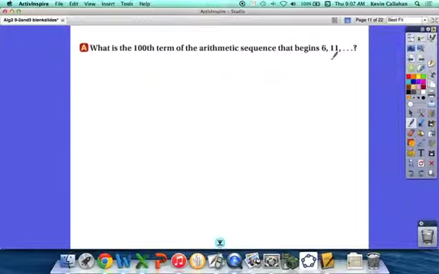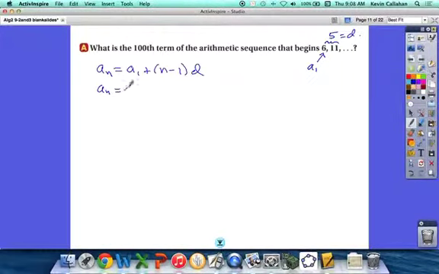So the first step would be we need to make our formula, right? The formula is a_n equals a_1 plus n minus 1 times d. Okay, we're going to plug in for the a_1 and the d. What is a_1? a_1 is the 6, right? And d is 5. So in this formula, you're going to plug in 6 plus n minus 1 times 5.